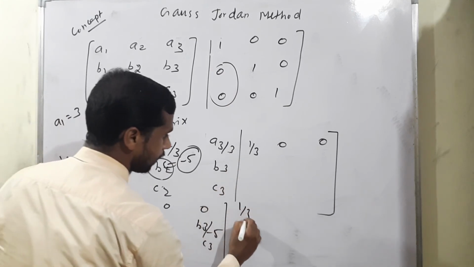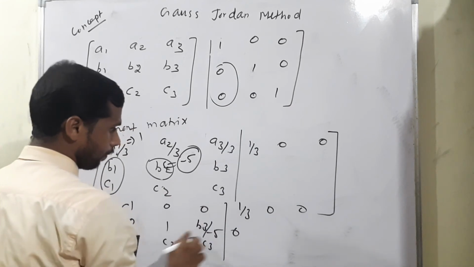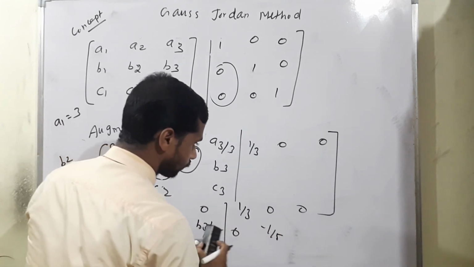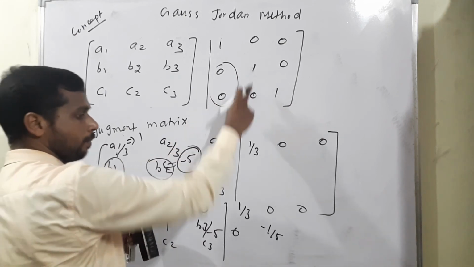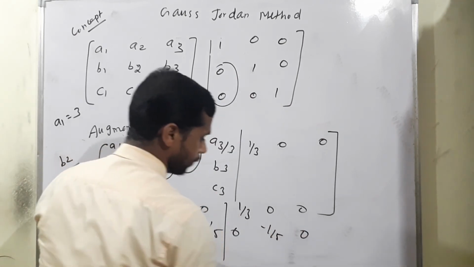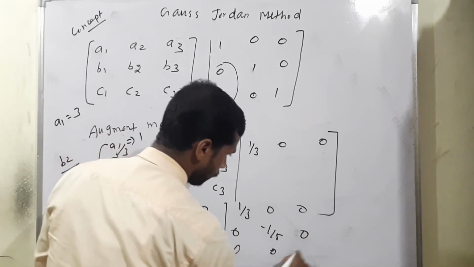Already 1 by 3 is there, 0, 0 as it is. So here, where there was 0, minus 1 by 5 will come now, because each and every term is divided by minus 5. So 0 here, and as it is I will consider 0, 0, 1.